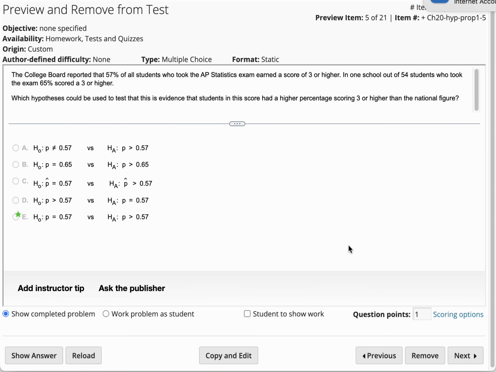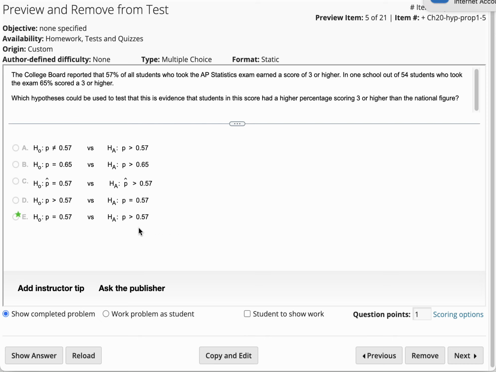College Board reported that 57% of the students who took the AP Stat exam earned a score of 3 or higher. In one high school, 54 took the AP exam, and in that high school, 65% got 3 or higher. Which hypothesis could be used as evidence that the students in this school showed higher than the national figure?